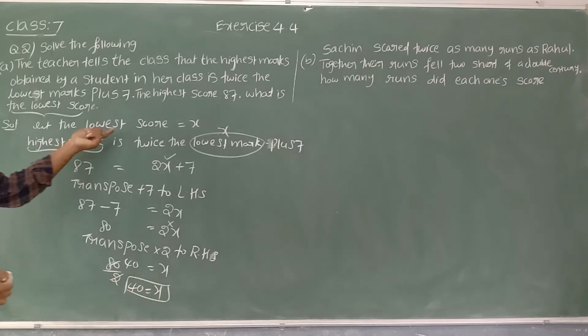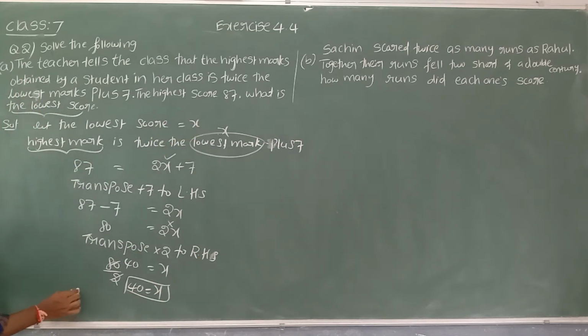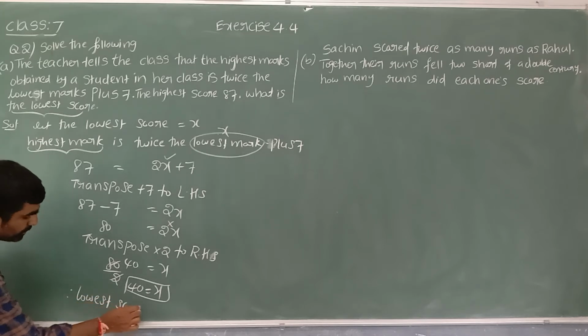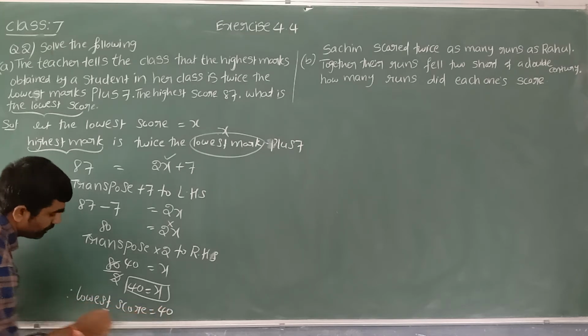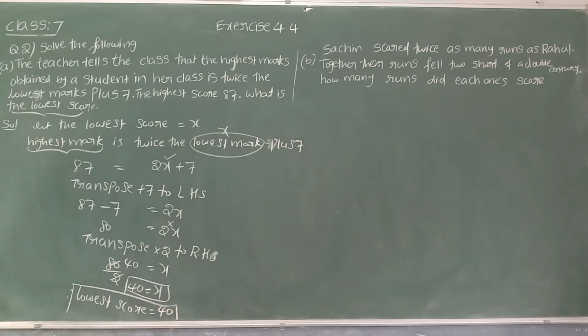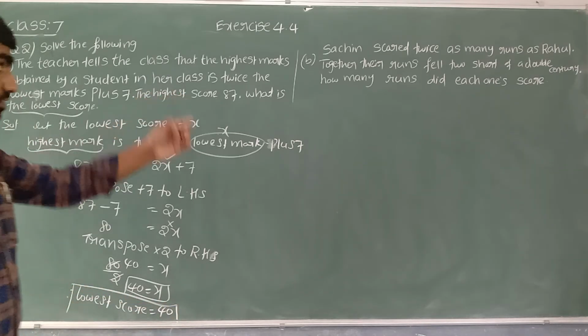Actually, what is x? The lowest score. So in our class, what can we write down? Therefore, the lowest score is equal to how much? 40. So that is the way we can find the unknown value. We'll go for the next.